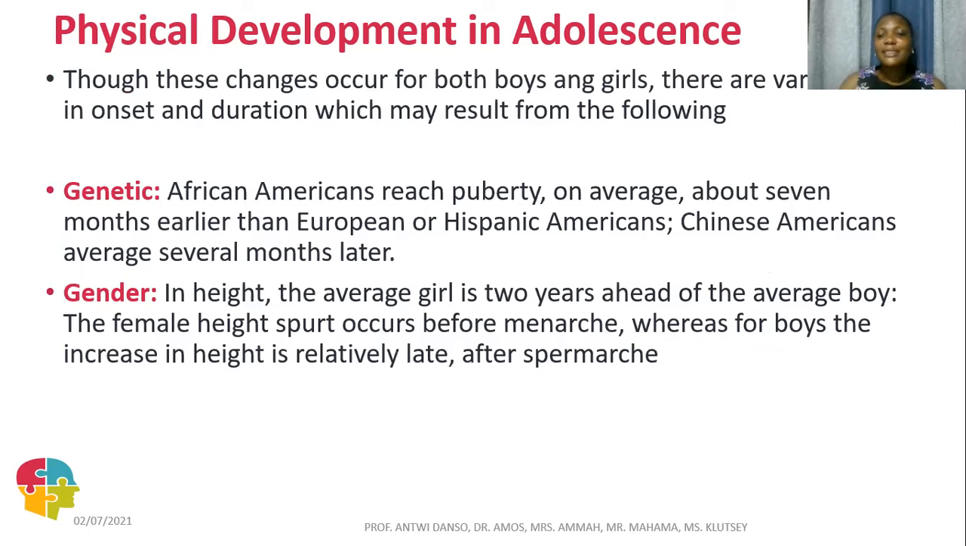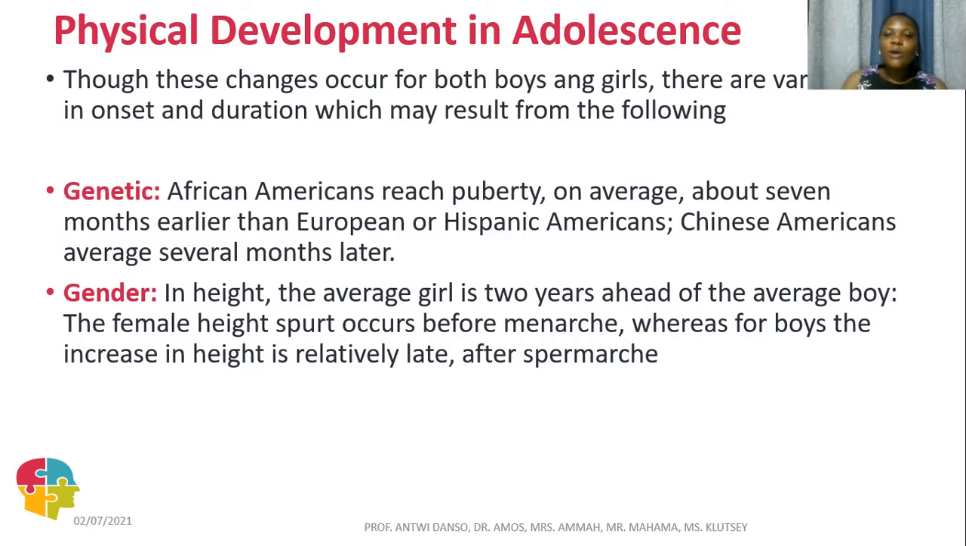Now, though these changes occur for both boys and girls, there are variations in these symptoms. Remember that when we were studying the principles of development, we said that development varies from person to person. So genetics shows that Africans or African Americans reach puberty on average about 7 to 8 months earlier than other races: Europeans, Hispanics, Latinos, Americans, Chinese, Asians, etc.